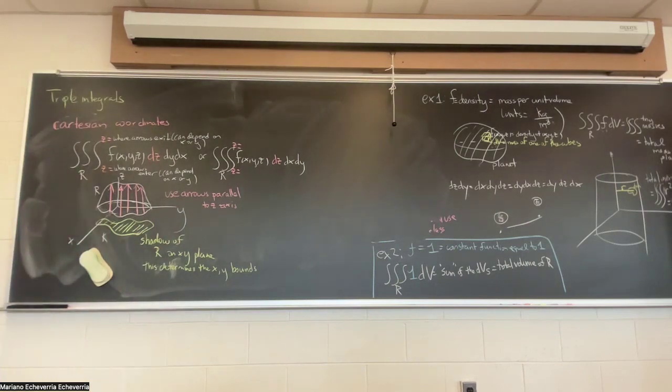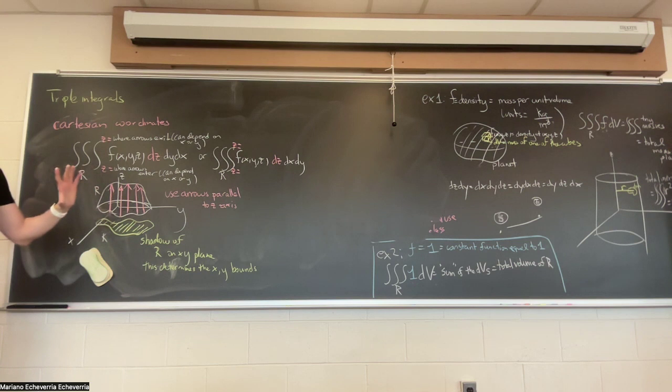So the point is that to do a triple integral, the way we're setting it up, you first determine the z bounds, and for that you look at the region, and then for the xy bounds you look at the shadow on the xy plane. So that part is kind of like the same as finding the bounds for a double integral.